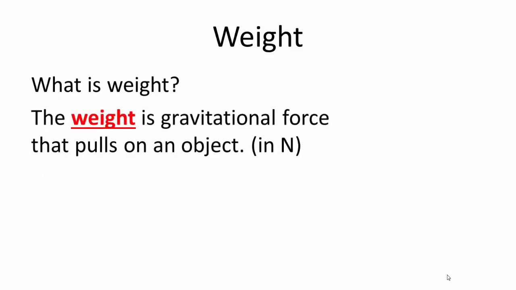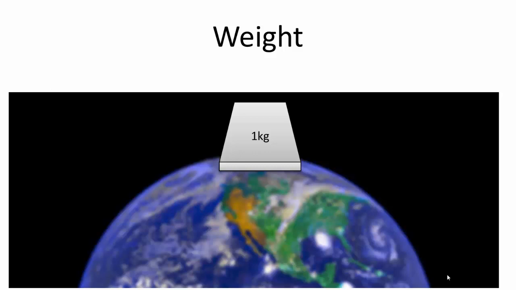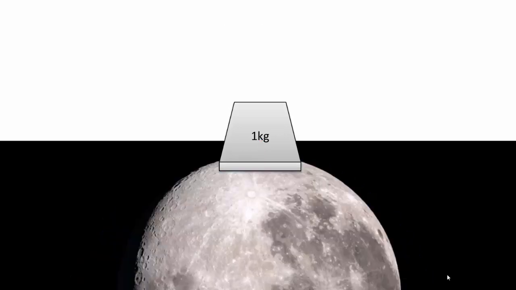Weight, however, can be a little bit confusing. What is weight? Now, the weight is the gravitational force that pulls down on an object, and it's measured in newtons, not kilograms. For example, this 1 kilogram on the Earth has a force pulling down which is equal to 10 newtons, or sometimes we say 1 kilogram weight. That same kilogram on the Moon has a much smaller force pulling down, so therefore it will have a smaller weight. It will be about 1.6 newtons.